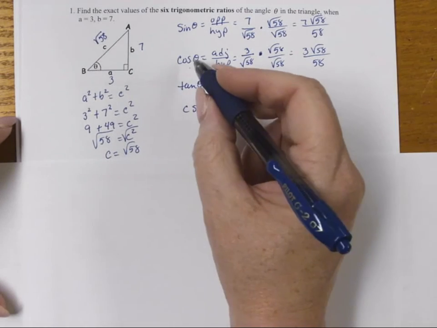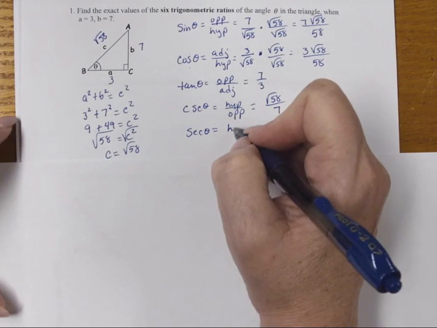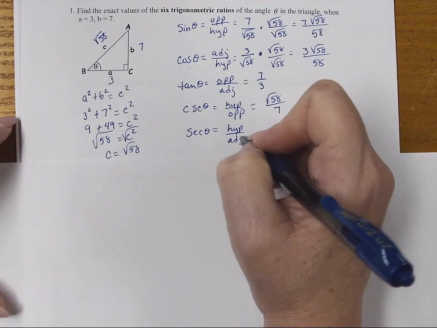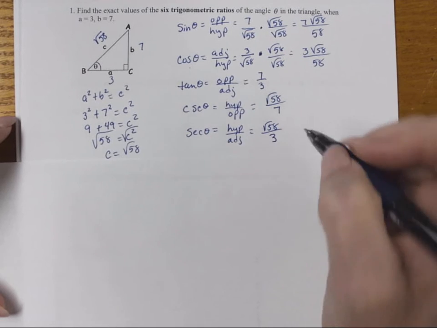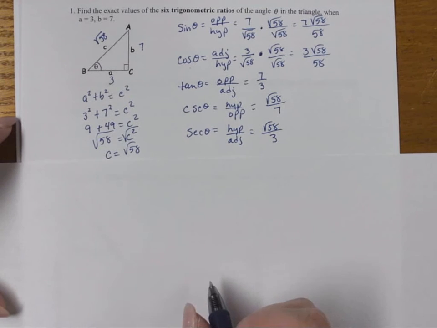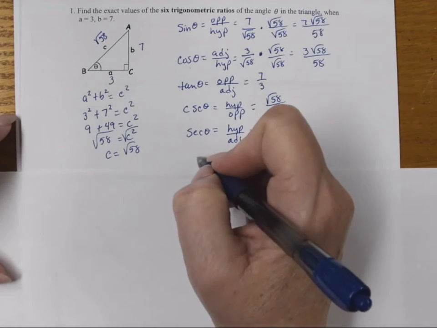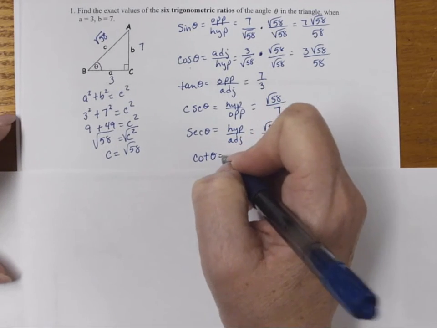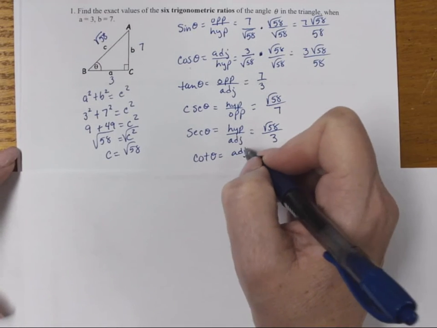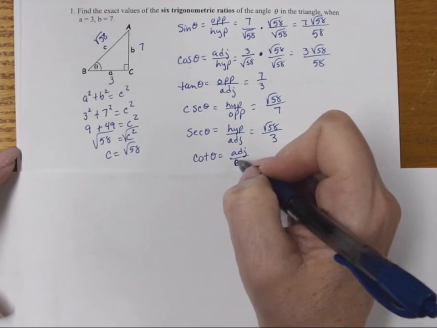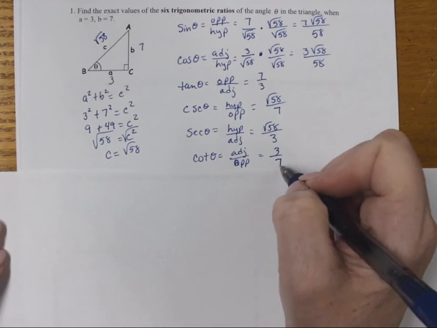All right, so for cosine, we have secant theta, which is going to be the hypotenuse over the adjacent. So that's going to be the square root of 58 over 3, because that's our adjacent side to our theta. We have one more trig ratio to find, and that will be cotangent of theta, and it will be the adjacent over the opposite. So that's going to be equal to 3/7.